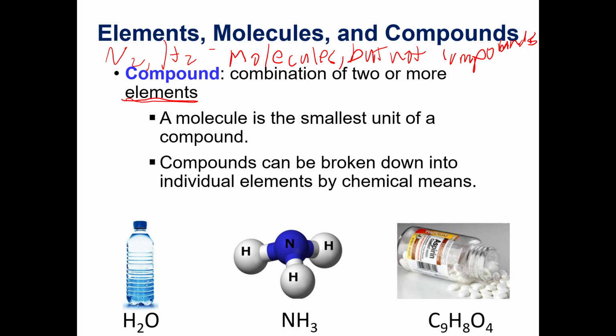and compounds themselves can be broken down into their individual elements by chemical means, meaning we can do some type of reaction. So for example, water, I can't pour your water on the table and hit it hard enough with something to break it apart into hydrogen and oxygen. We can't do that by physical means, but by chemical means we could pass an electric current through it under the right conditions and get hydrogen gas and oxygen gas out of our water.